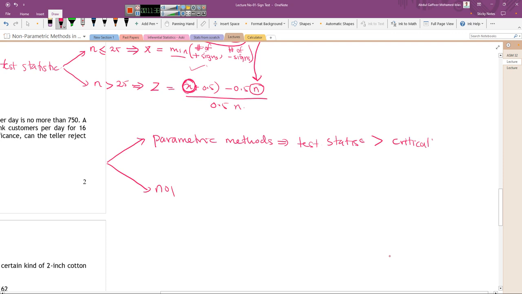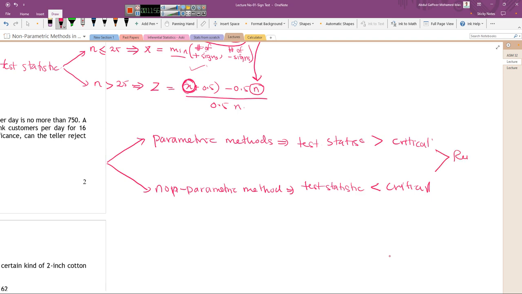But in non-parametric tests, it's the vice versa. If the test statistic is less than the critical value, in this scenario we will reject H naught, right? So this is what you have to remember.